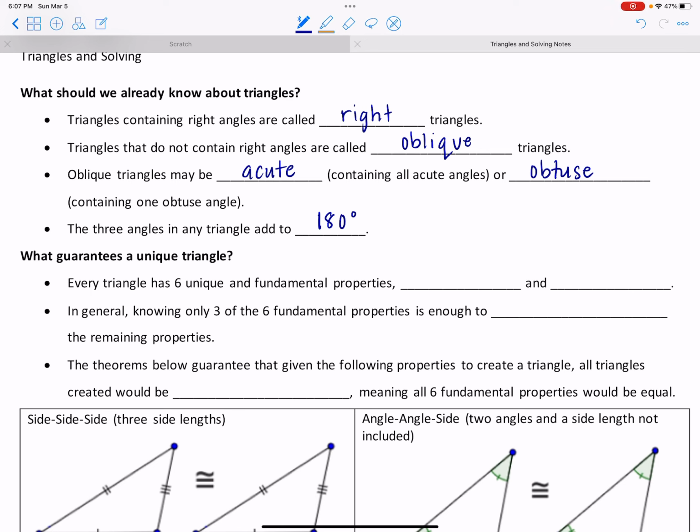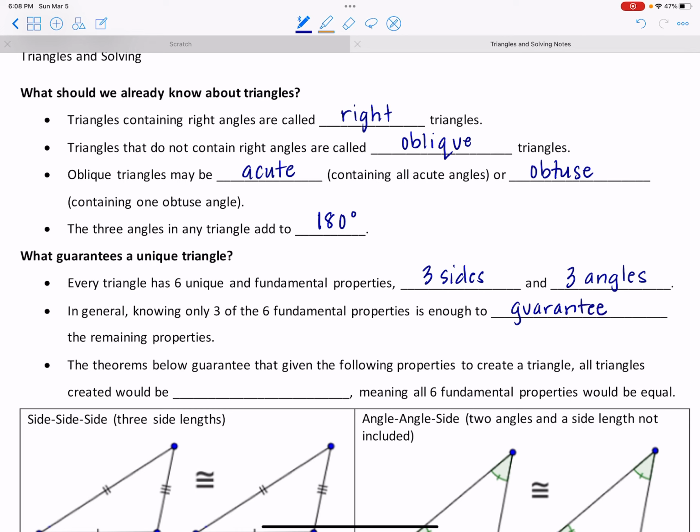Now, what we're going to be doing a lot of in this module is solving triangles. And we're going to talk more about that in a minute, but we have to understand that every triangle has 6 unique fundamental properties. So every triangle is unique in that it has 3 distinct side lengths and 3 distinct angles. Again, those would be its 3 sides and its 3 angles. Now, even though every triangle has these 6 fundamental properties, in general, knowing only 3 of the 6 is going to be enough to guarantee the remaining properties.